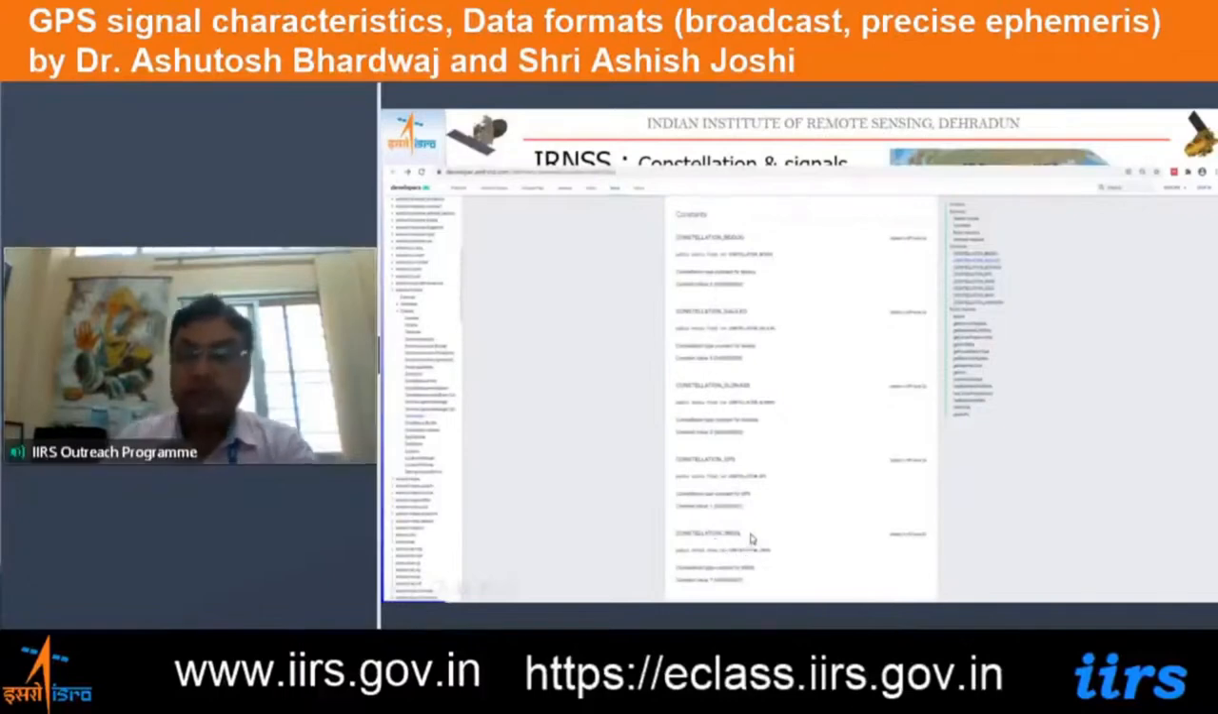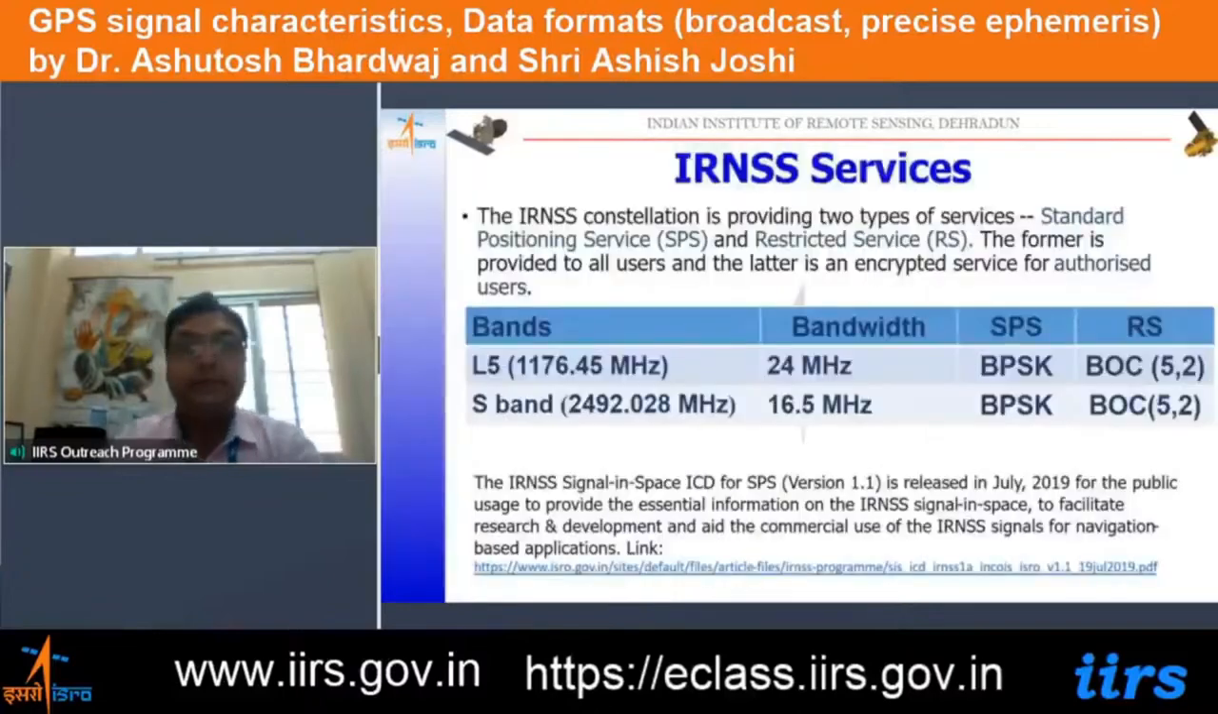So the smartphones which are capable of receiving IRNSS signals can use the API level 29 for their programming or app generation. Like MapMyIndia has come up with one of the apps for mobiles having IRNSS services.